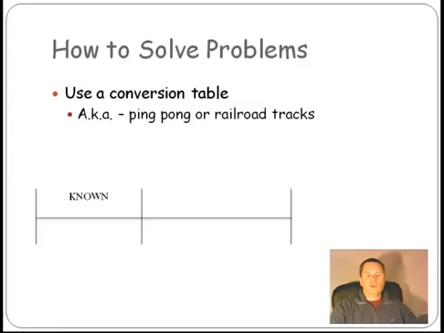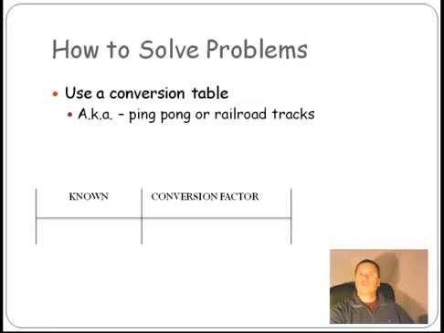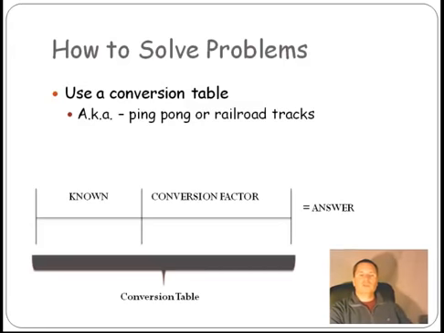So we put our known value in the first block. Second block then is going to be our conversion factor. And if we need more than one conversion, we'll add more blocks to it. Okay, so that's our first thing we do. Second thing after we have it all set up is we do the math.